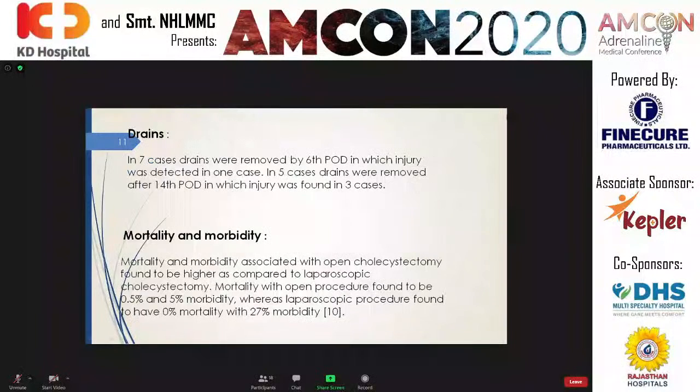Next slide, please. In 7 cases, drains were removed by 6th post-op day, in which the injury was detected in 1 case. In 5 cases, drains were removed after 14th post-op day, in which the injury was found in 3 cases. Now talk about the mortality and morbidity. The mortality and morbidity remain on the higher side in cases of open surgery, that is 0.5% of mortality and 5% of morbidity, whereas laparoscopic procedure was found to have less mortality, that is 0% mortality and 2.7% morbidity.